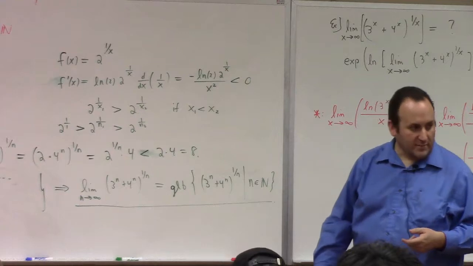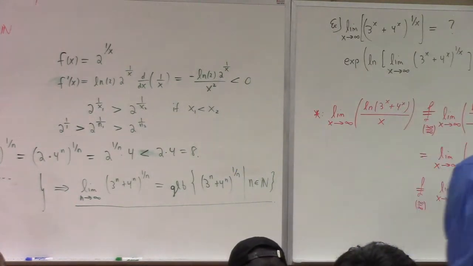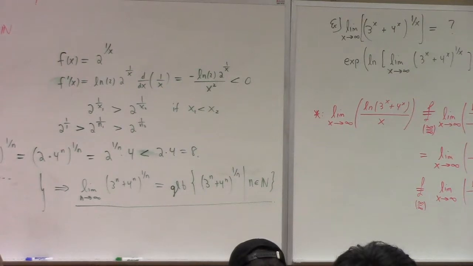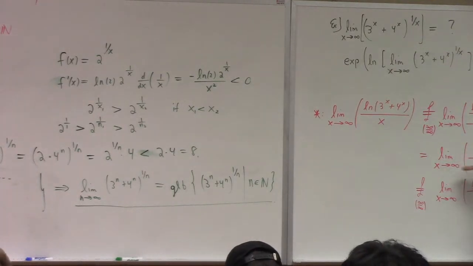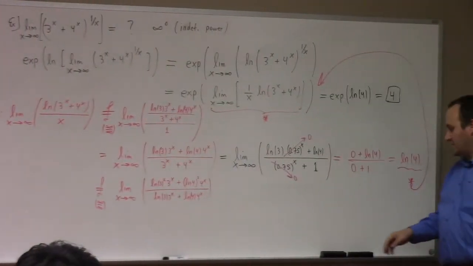Can you explain this step really quick? Absolutely. This is limit laws. Oh, this one? Yes. I divided the top and the bottom by 4 to the x. So divide the top by 4 to the x, divide the bottom by 4 to the x, which is allowed.